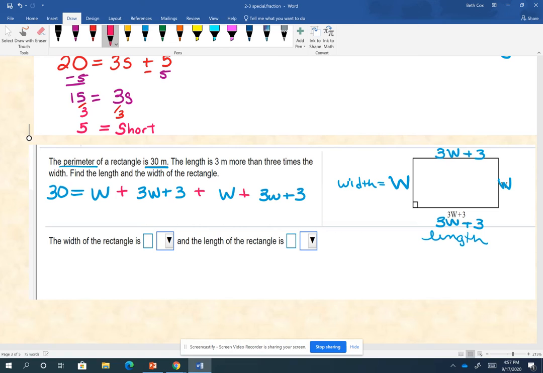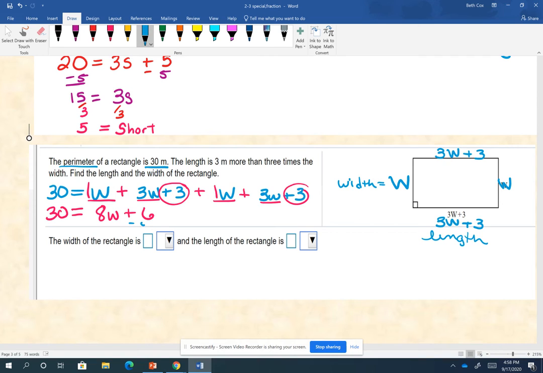And so now I have an equation, and now I can solve it using my skills that I've learned. The first thing I need to do is simplify each side separately. Well, the left side, again, doesn't need simplifying. The right side, I've got a bunch of W's. I've got 1, 2, 3, 4, 5, 6, 7. I've got 8 W's. 1 plus 3 plus 1 plus 3, that's 8. And then I have 3 plus 3 is 6. So I have 30 is 8W plus 6, and I can solve this.